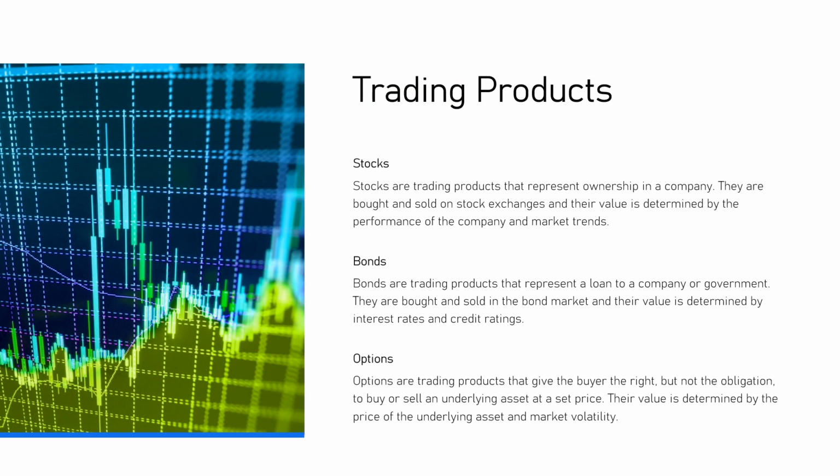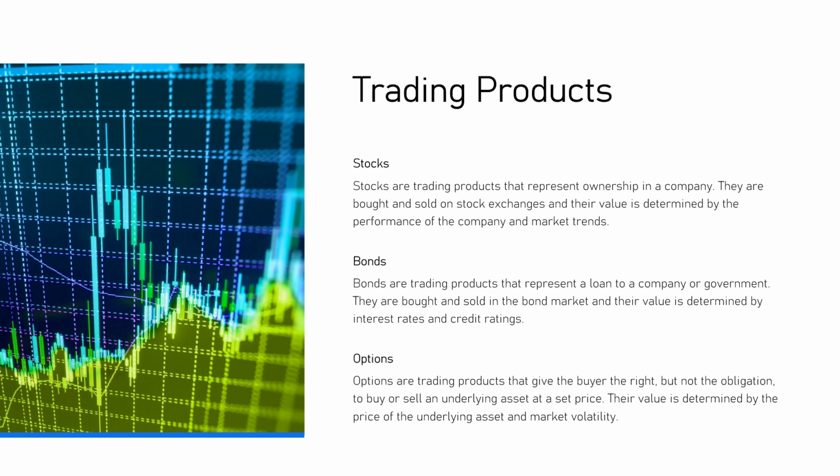Trading products, stocks. Stocks are trading products that represent ownership in a company. They are bought and sold on stock exchanges, and their value is determined by the performance of the company and market trends. Bonds. Bonds are trading products that represent a loan to a company or government.